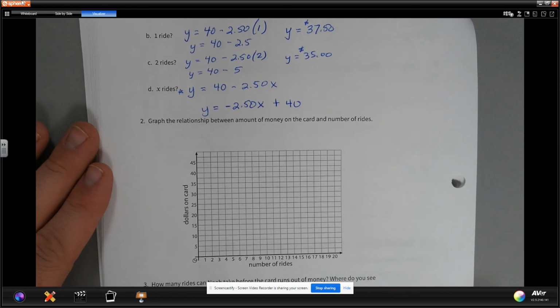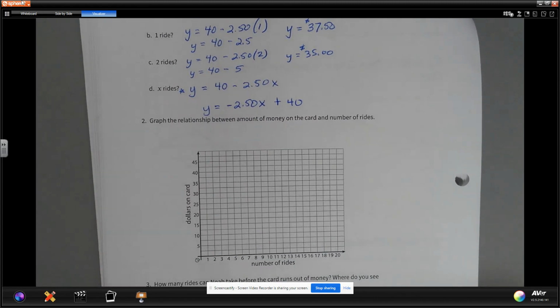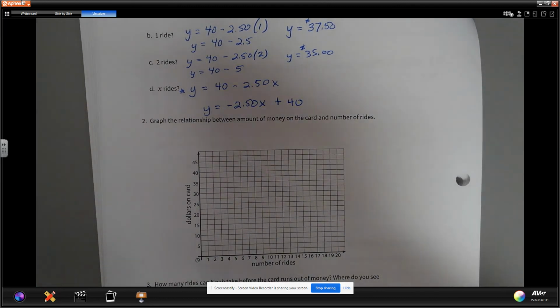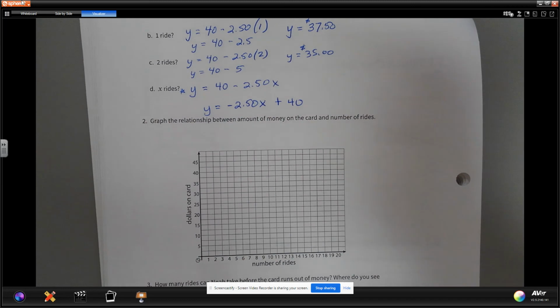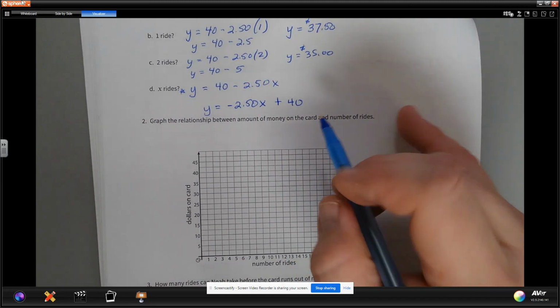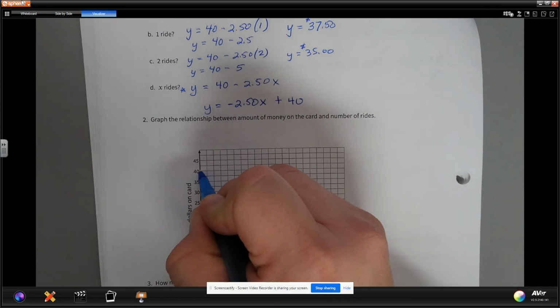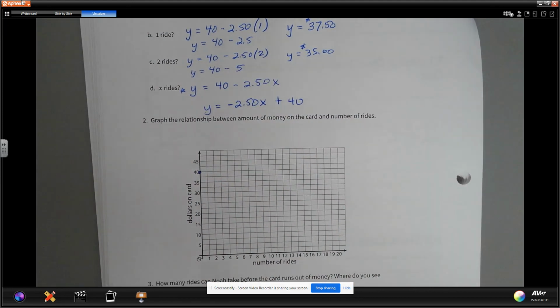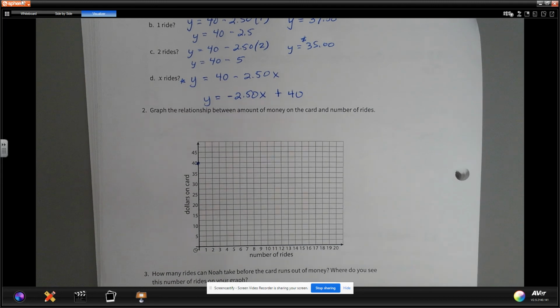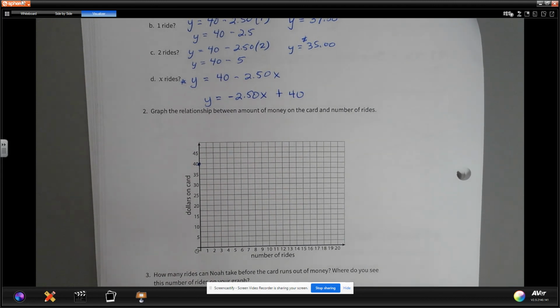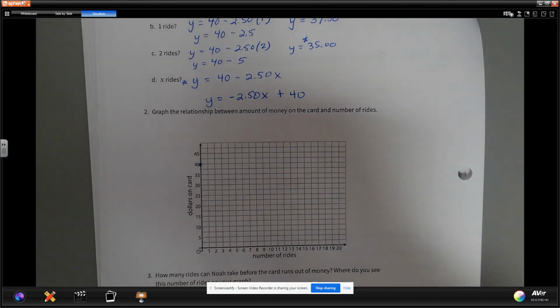When we talk about graphing the relationship of any amount of money on the card and the number of rides, we can come right back to a graph to see exactly how that's set up and what it looks like. So remember that we had an initial value. When we talked about 0 rides, he had $40 on the card. So we can start with a point right here to show how much money he has. But I want you to watch and see what will be interesting about this.